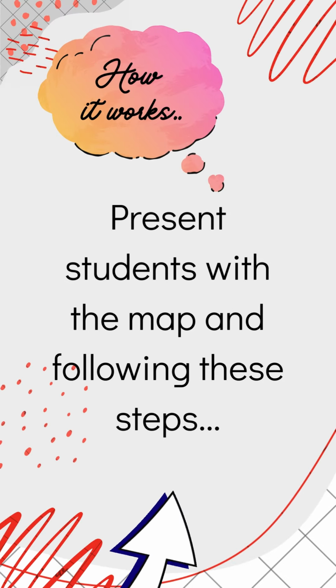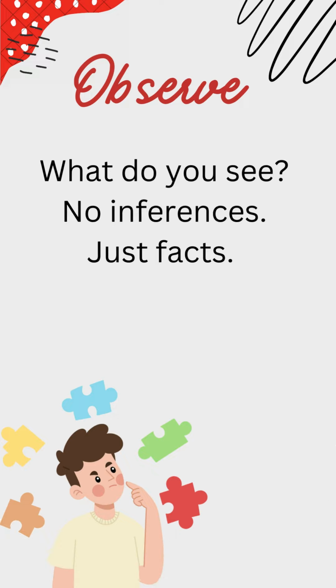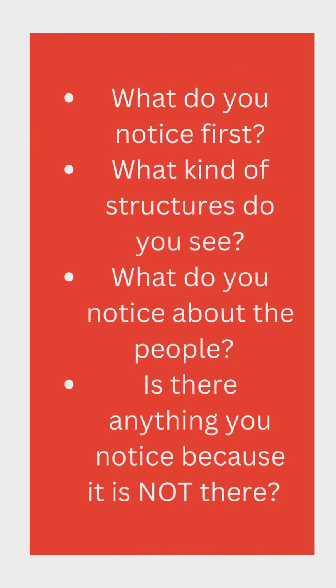What you do is you would present students with a map and then you follow these steps. Let's break it down. As I mentioned, the O begins with observe. This is a chance for students to acknowledge what they see. No inferences, just the facts. Some questions that you can use to facilitate this process are: What do you notice first? What kind of structures do you see? What do you notice about the people? Is there anything you notice because it is not there?